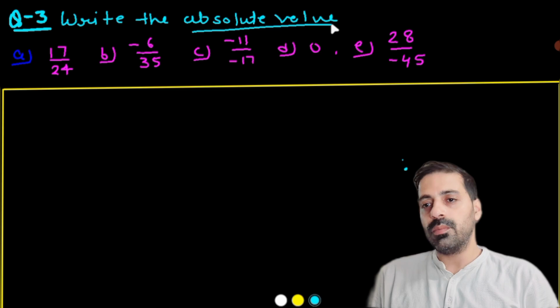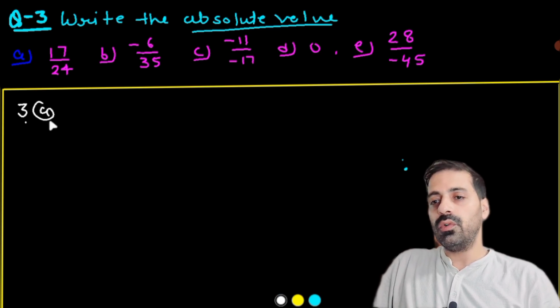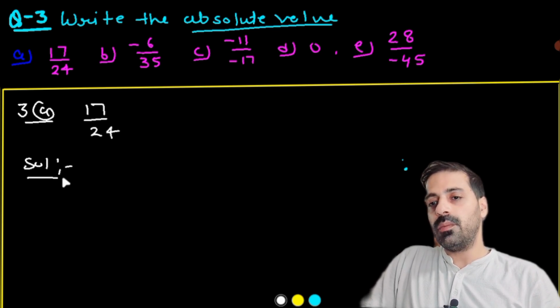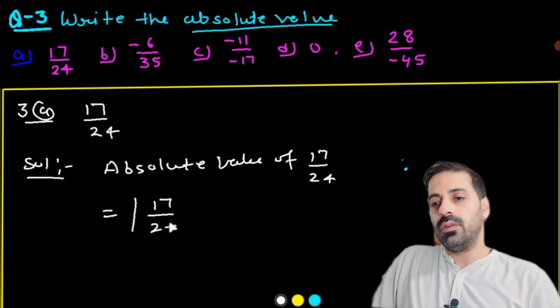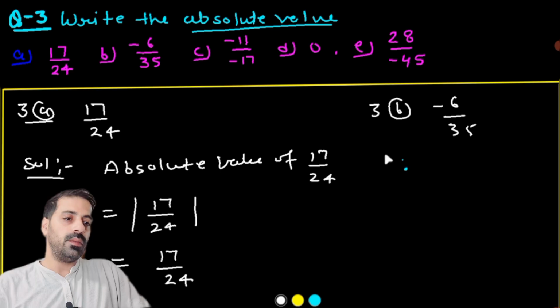Now move to question number 3. In question number 3, we have to write down the absolute values of the given numbers. So question number 3, part A is 17 upon 24. Now solve this question here. We write the absolute value of 17 upon 24. For that we take it in the bars, and after taking it out of the bars, 17 upon 24 is the answer.